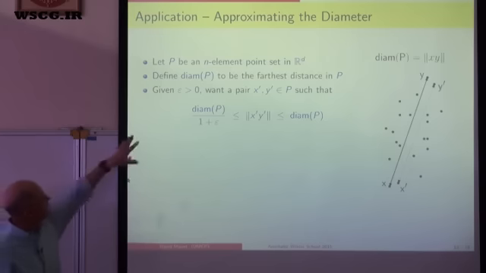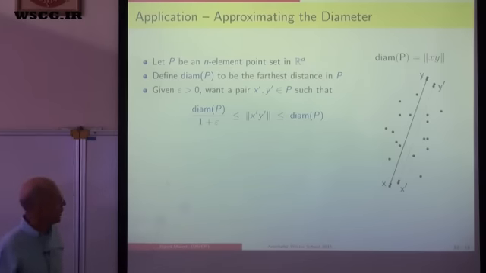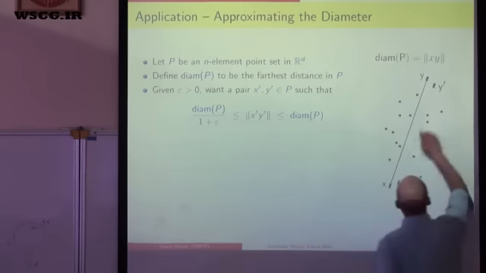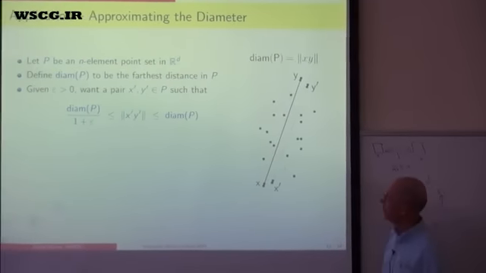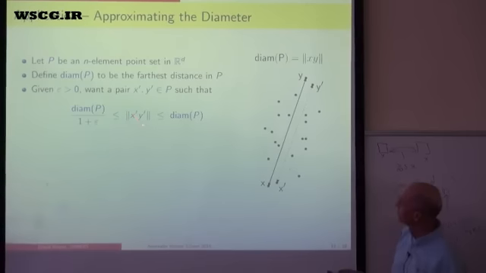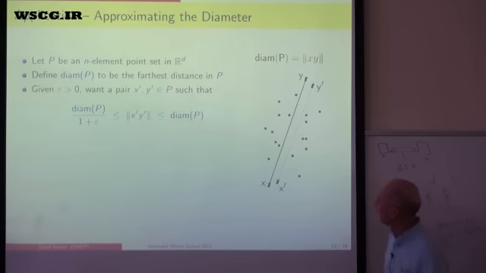And my objective is this. I would like to output a pair of points x prime, y prime that are not necessarily the diameter, but should be close to the diameter in the following sense. The distance between x prime and y prime cannot be any bigger than the diameter, because the diameter is the farthest pair, but it should not be much smaller than the diameter either. So let's say diameter divided by 1 plus epsilon. As you make epsilon small, x prime, y prime should be arbitrarily close to the actual diametrical pair. And again, these points will be chosen from within my point set.